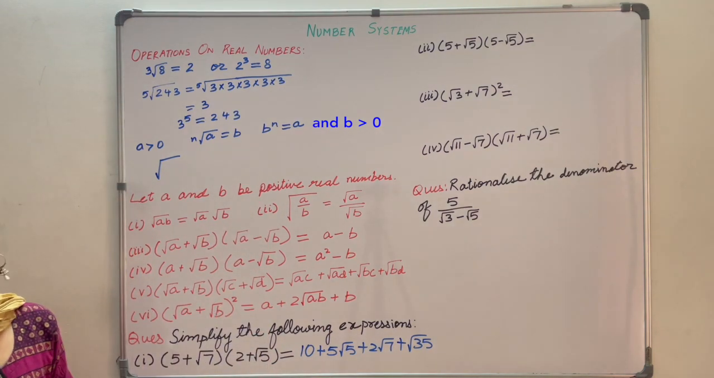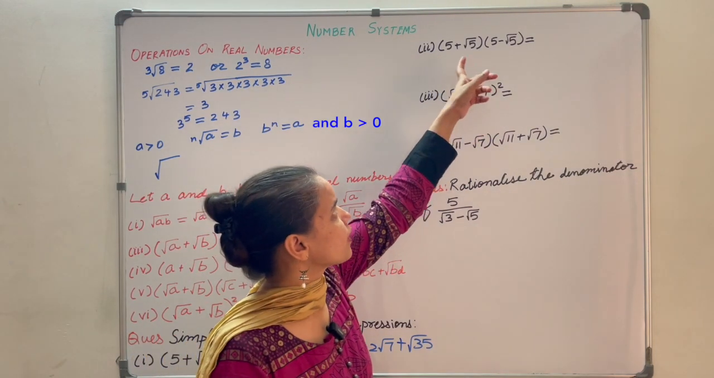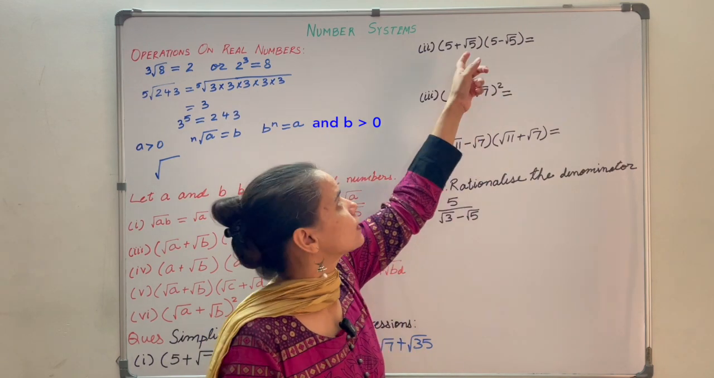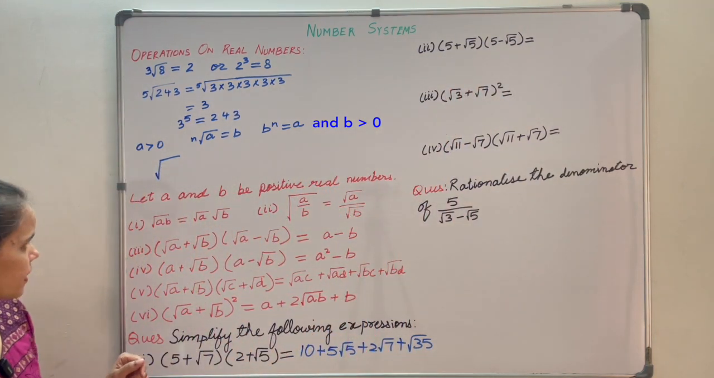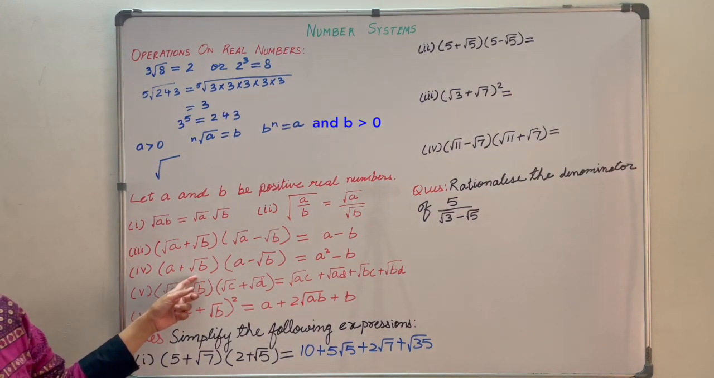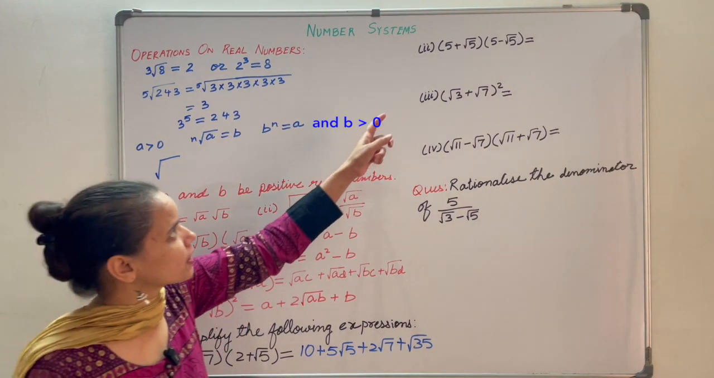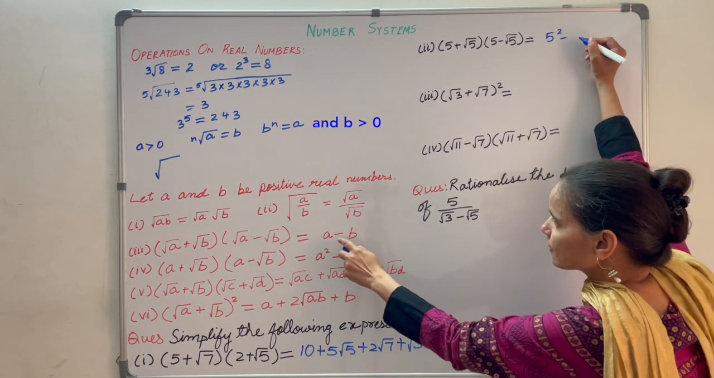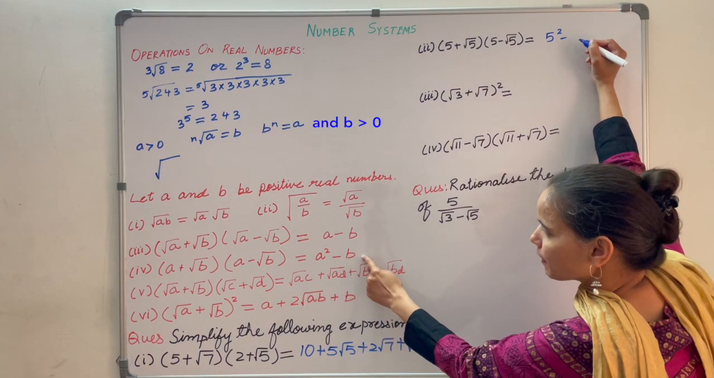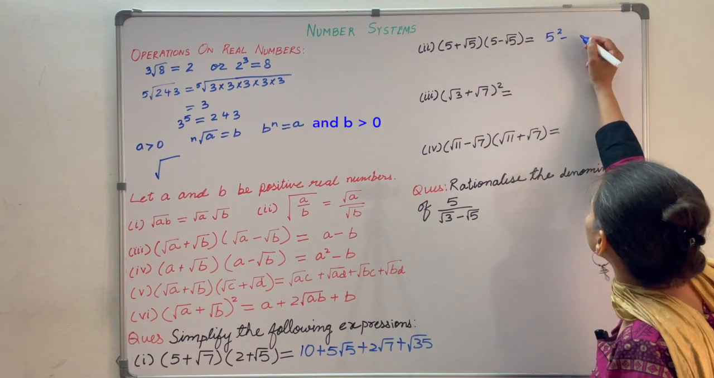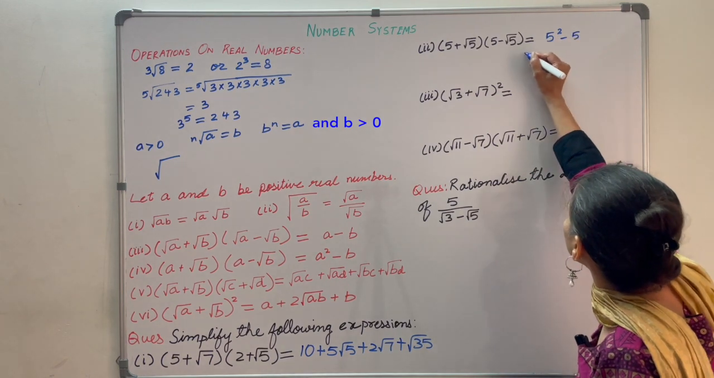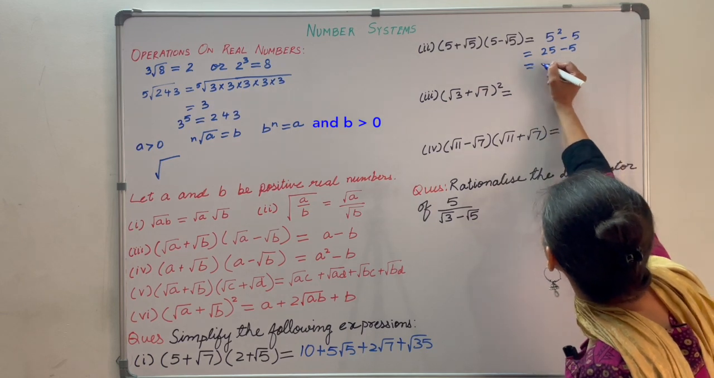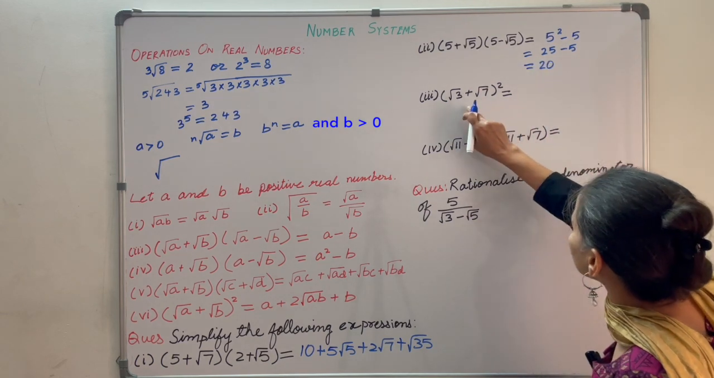Now let us take the next question. So here inside the brackets you have 5 plus root 5, which is multiplied to 5 minus root 5. So this is similar to which identity? It is similar to this identity here. So using that, you have to take the square of 5. That is 5 square minus, what is written over here? Minus b. So that is 5 here. So 5 square is 25 minus 5. So that is 20.